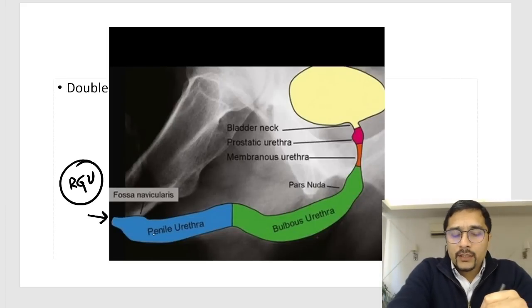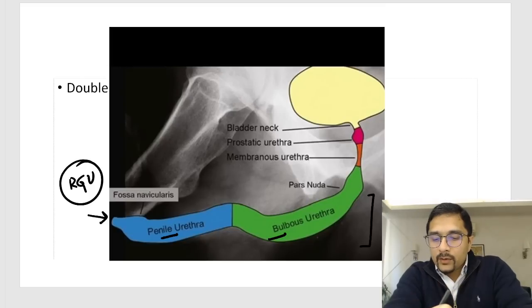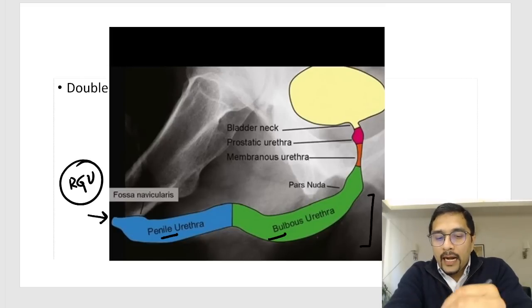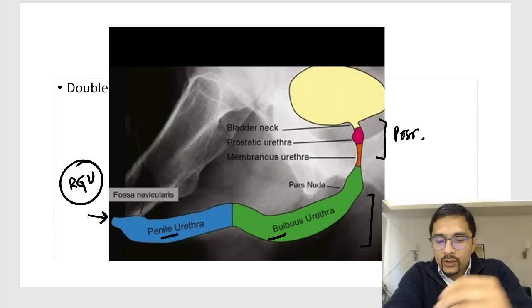Urethra, there are 4 parts. You have penile urethra, bulbar urethra. Penile and bulbar are commonly known as the anterior urethra, and the prostatic and membranous are known as the posterior urethra.